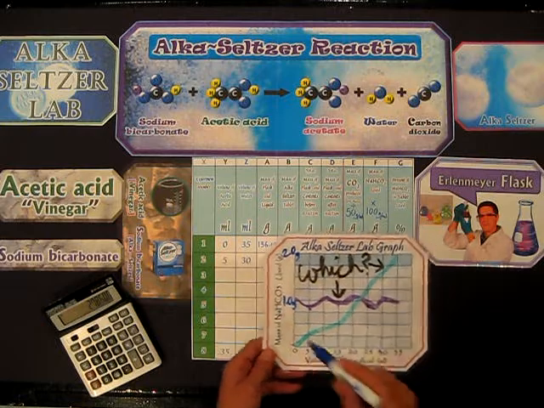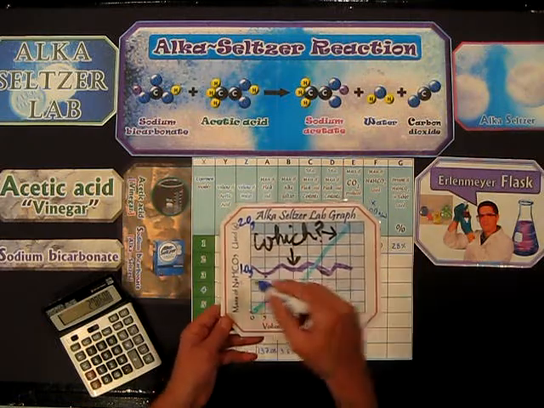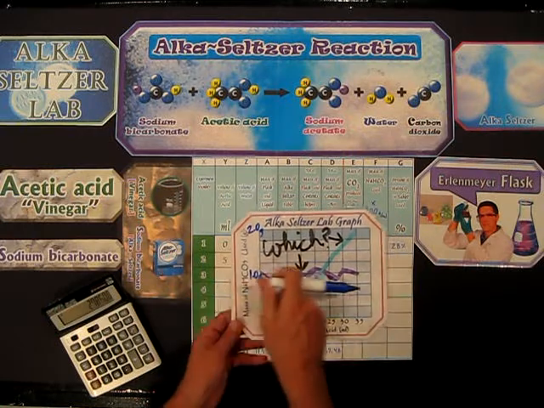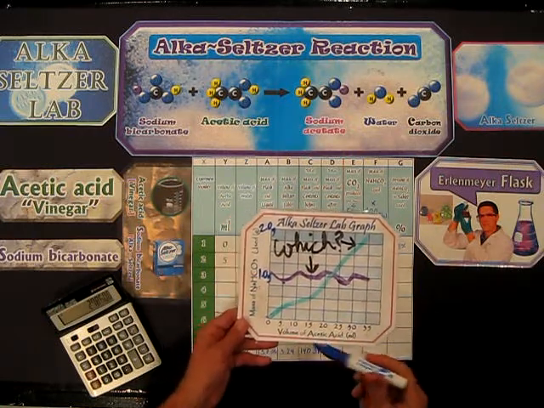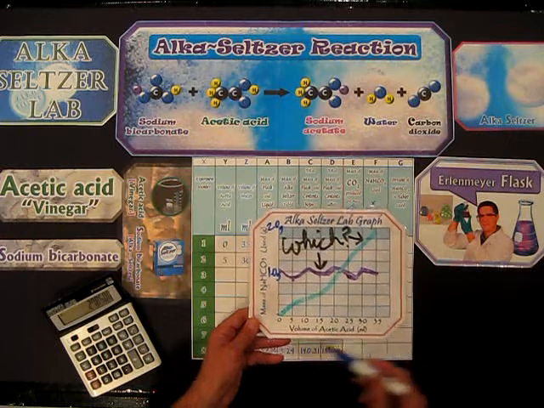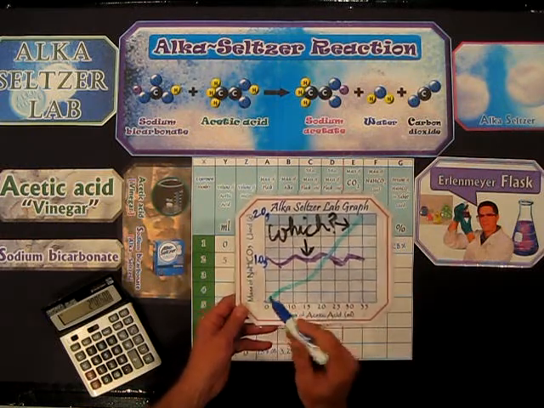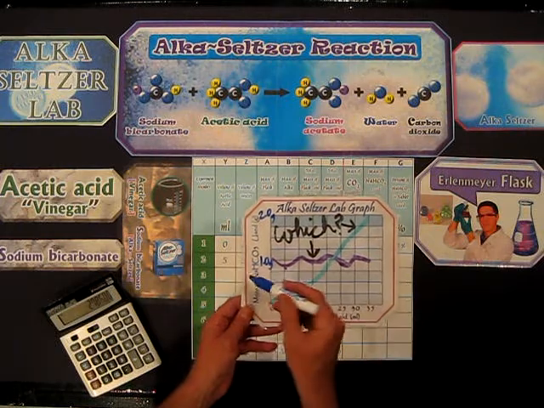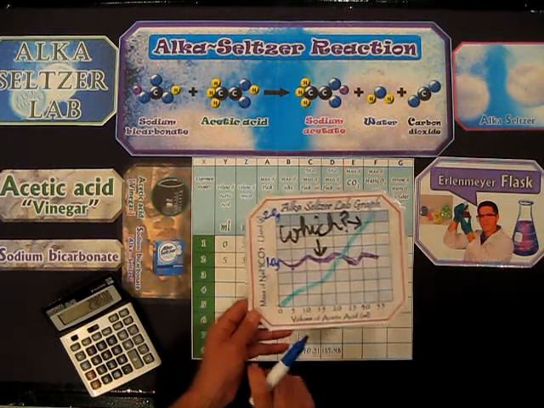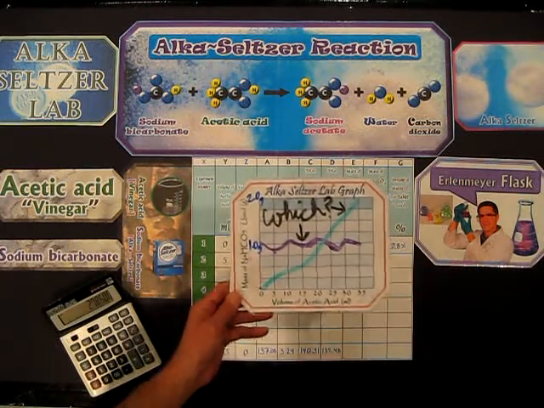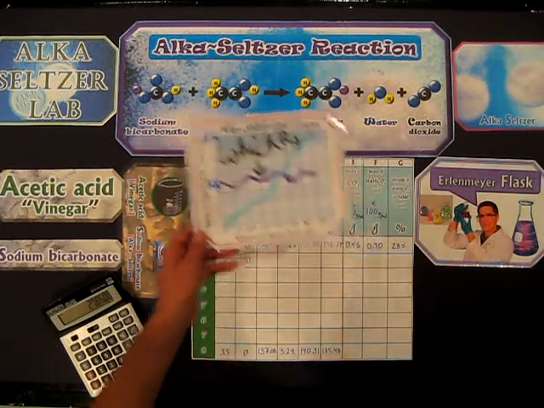But, on the other hand, if you see it going nowhere, like up and down, not really trending in any direction, just pretty much flatlining, then that means no matter how much acetic you put in, it didn't matter, because we were using up the sodium bicarbonate. So if you see a flat line, then this is the limiting reactant. If you see a slope going upward, a positive slope, then this one is the limiting reactant. That's how you tell in this particular lab.